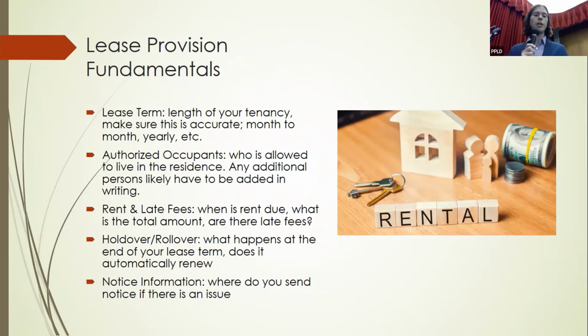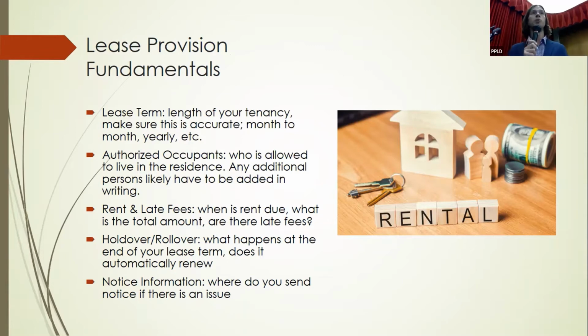Oh, so going back, the notice information. This is important because if you run into an issue, this is going to be more geared towards the warranty of habitability. Where do you send your notice if there is a problem? And if that information is not in the lease, ask it to be included. I think that's best for both parties entering into this, both as a tenant who's dealing with an uninhabitable condition and as a landlord who's trying to protect their rental property. So make sure that information's in there.